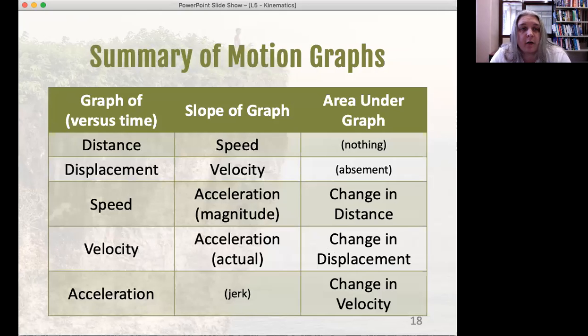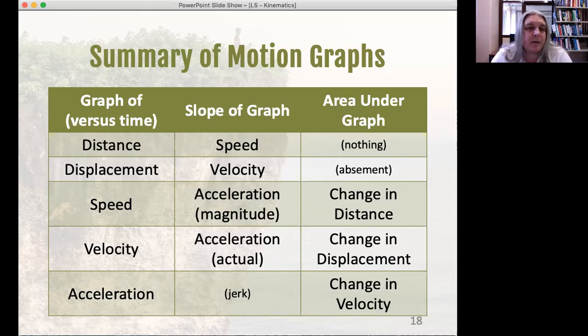So here's just a quick summary of all of that information. The graph of distance versus time gives the slope of speed, and the area under the graph isn't anything that we're worried about. For the graph of displacement versus time, the slope is velocity, and the area does actually have a meaning, but we're not going to cover that in this course, so you don't need to worry about that either. For the speed versus time graph, the slope is the acceleration, but it's only ever the magnitude of the acceleration, because remember, speed is not a vector, it's only a scalar. The area under the graph is the change in distance.